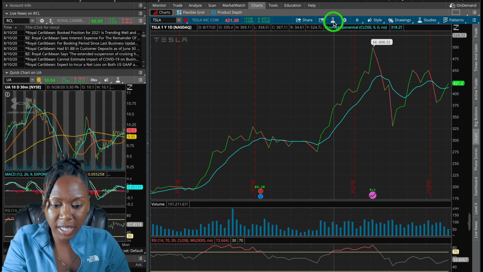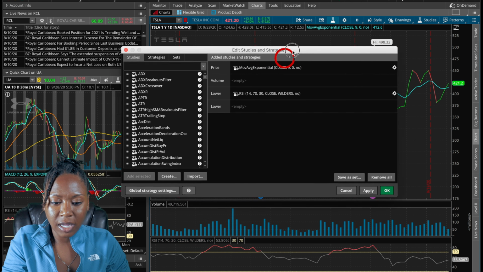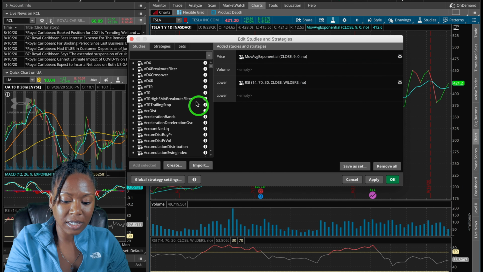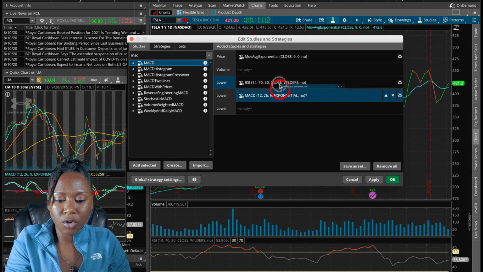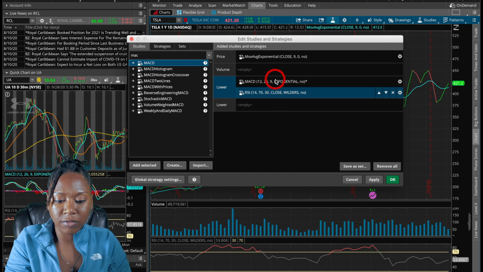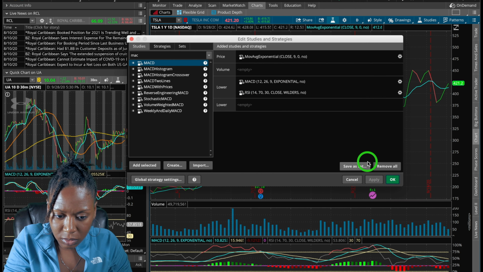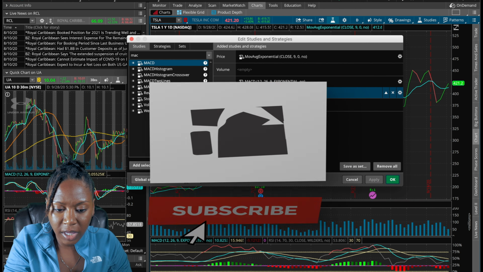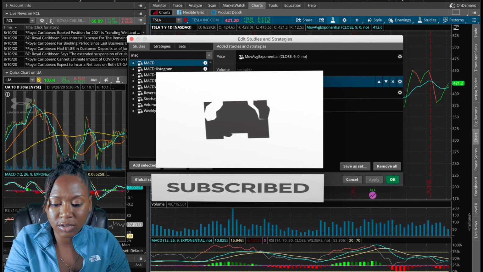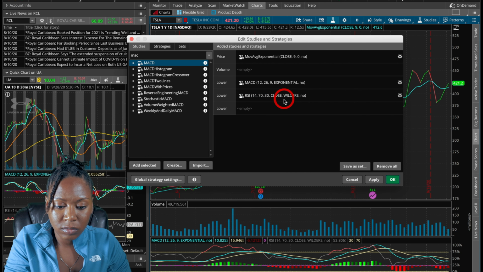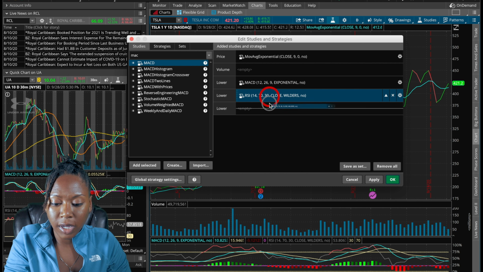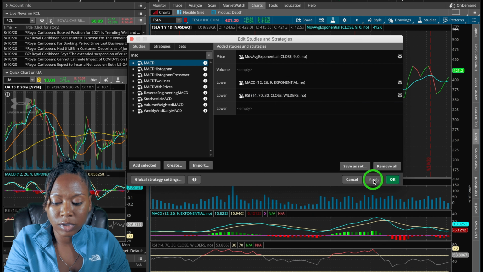But let's go back to the studies. And what's the last thing I want to add? Oh, I'm going to add MACD in here. So add MACD, so that'll be in the lower. And you can organize them, you can just drag them on top of each other like that. Apply. I don't like that. Oh, okay, so you see right here, it has both of these in the same square, so that's why it's on top of each other. So you can just drag this down into its own box, and then boom, there you have it.